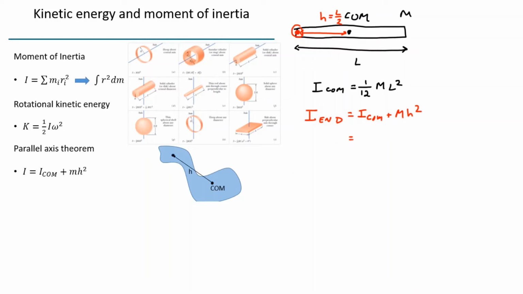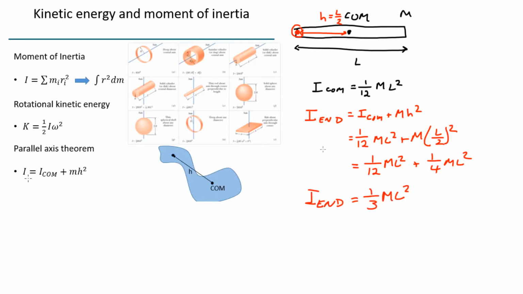So this just equals 1/12 m L squared plus m times L over 2 squared. So this is 1/12 m L squared plus 1/4 m L squared. A 12th plus a 4th, well, a 4th is 3/12, so 3/12 plus 1/12 is 4/12. I add all that up, and I find that the moment of inertia around the end of the pen is 1/3 m L squared. So that's how I can use the parallel axis theorem to find the moment of inertia around any other point on the pen.